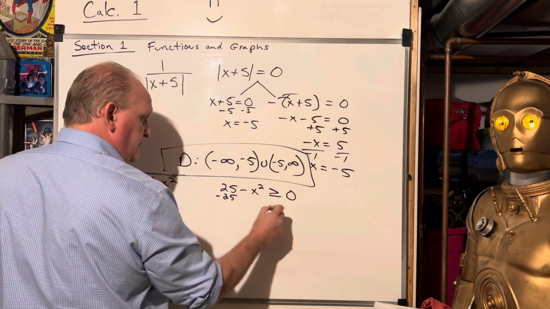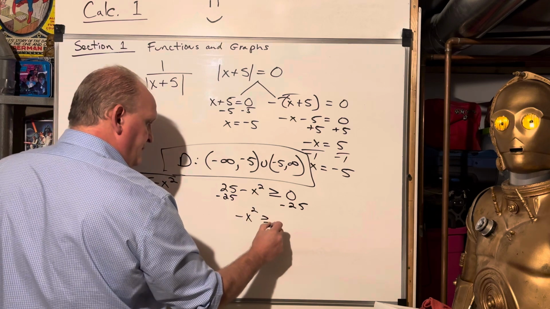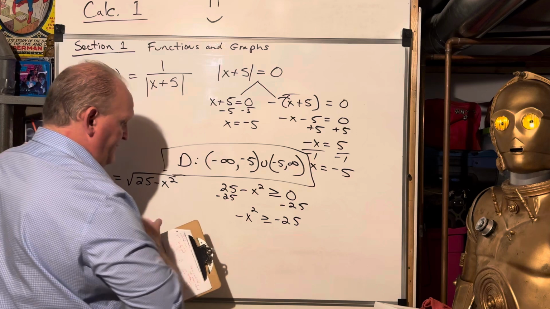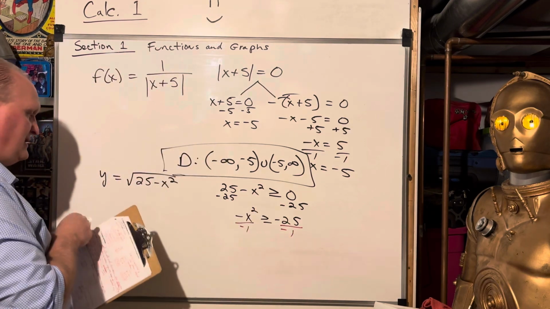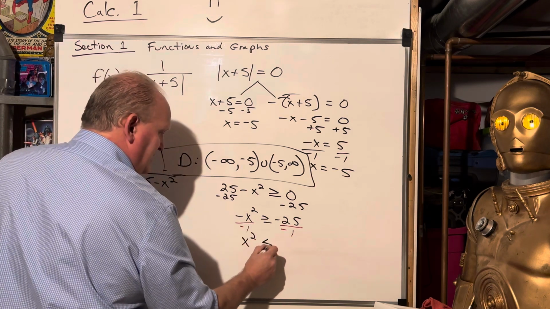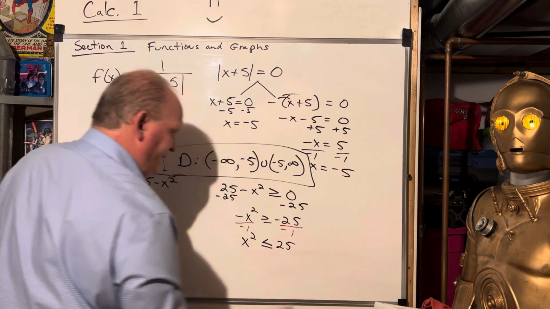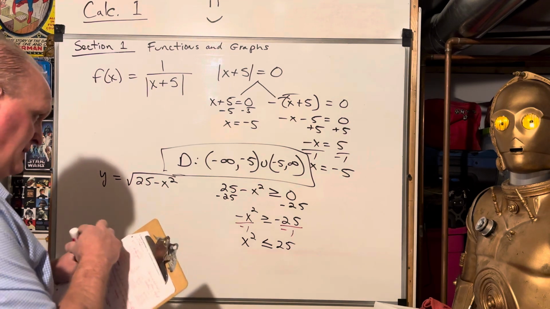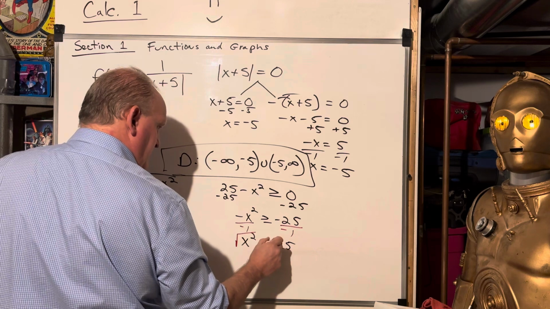Let's see. We got a couple of rules. We'll isolate our variable. Remember, when you divide by a negative 1, that will change the inequality sign. We got x squared, but now it's less than or equal to 25. And now we want the square root of that. So we do the square root.